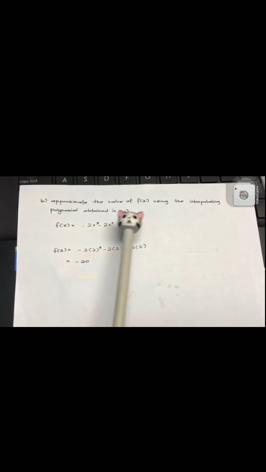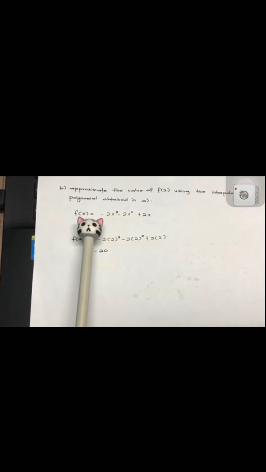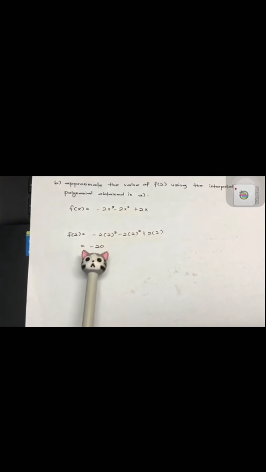Then for B, we must approximate the value of f(2) using the interpolating polynomial that we have obtained in A. We know that the value of x is equal to 2. So we substitute x equal to 2 into this function and we get this value.